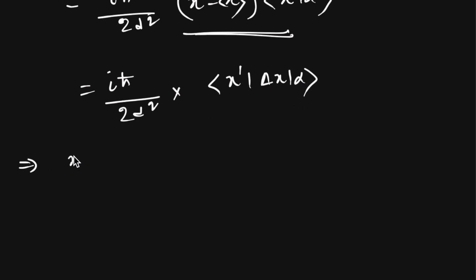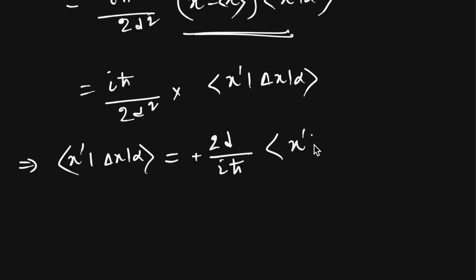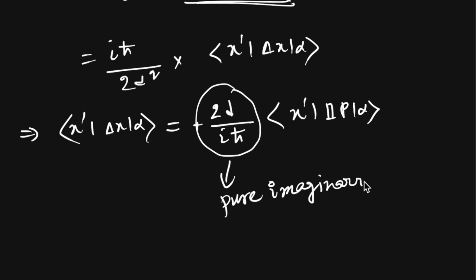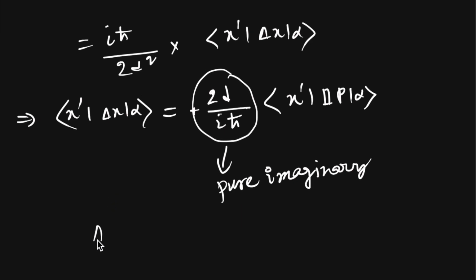That means x prime delta x alpha is equal to 2 d square by i h-cut, x prime delta p alpha. That means this lambda, this constant, is pure imaginary. That means delta x alpha is equal to 2 d square by i h-cut, delta p alpha.